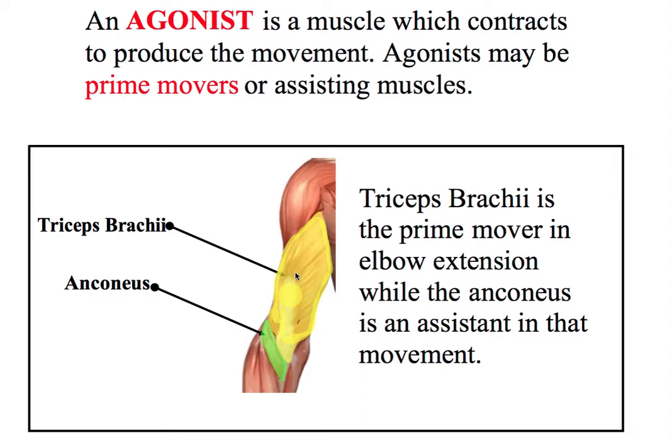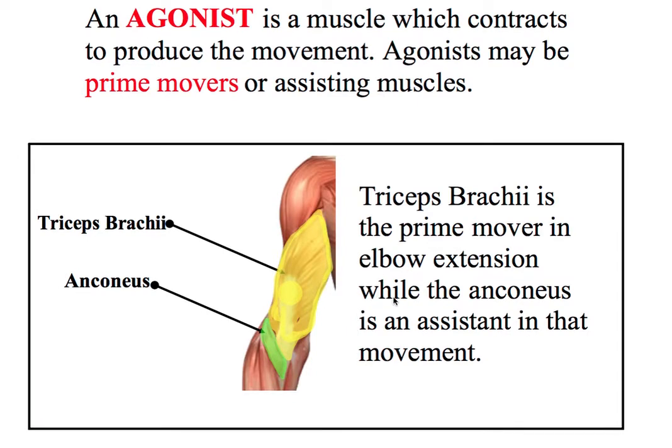It is the one that has the best position and largest size to produce the most force in elbow extension. However, a much smaller muscle located close to the elbow joint is called the anconeus. The anconeus is an assisting muscle, so it helps assist in that action. It is by no means the largest or most efficiently placed. So the prime mover of this elbow extension action is the triceps brachii, and the anconeus is also an agonist, but it is an assisting muscle, a secondary or minor muscle in that action.